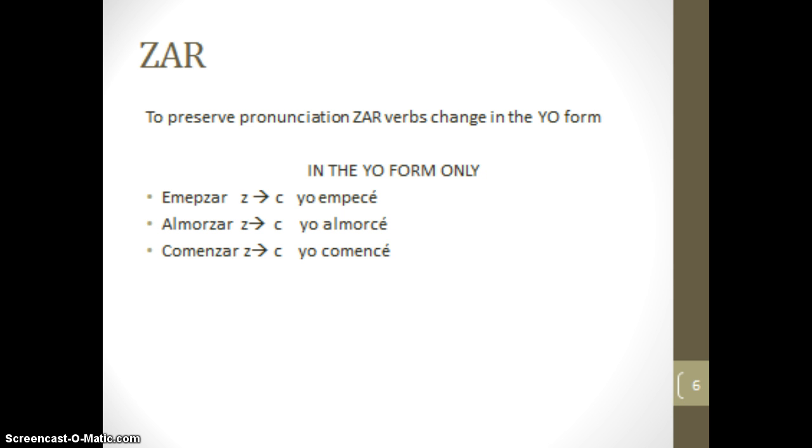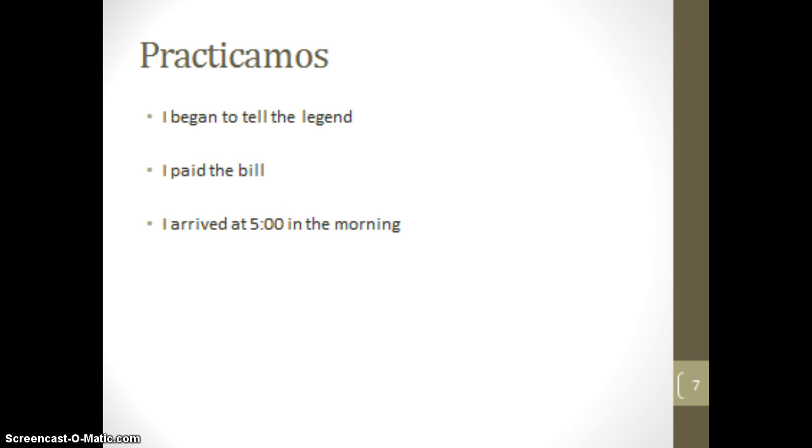We just have to remember that in car verbs, it goes to QU in the yo. In gar verbs, it goes to GU in the yo. And then in zar verbs, it goes to C in the yo. Okay, so we're going to do some practice. So go ahead and pause the video and get started on this. Try to do it yourself, and I'll give you the answers in just a second.